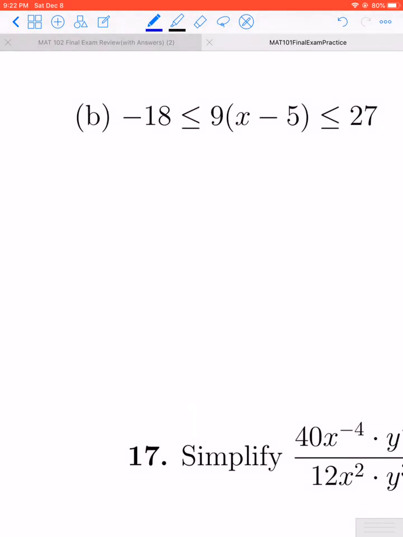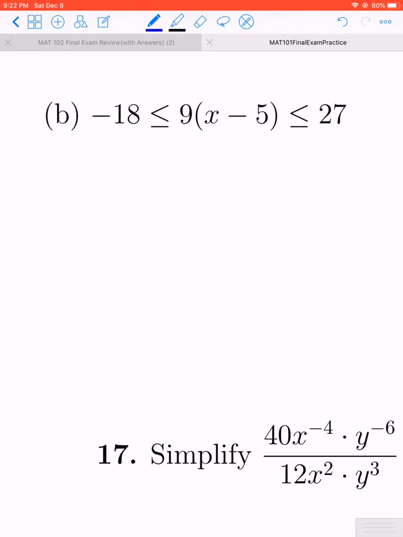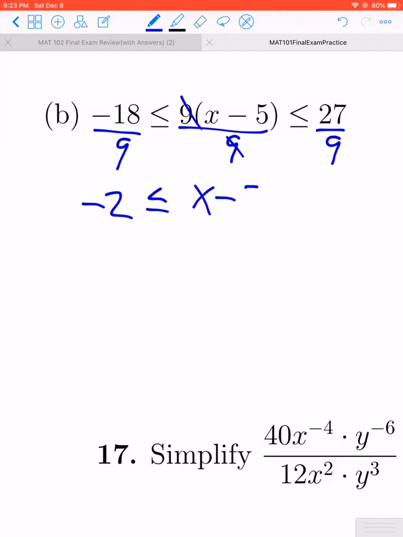Let's take a look at part B. We want to try and solve this for the variable x. A couple different ways you could approach this. You could go about distributing the 9 through, or if you notice that the 9 is a multiplication factor, you could actually start by dividing every single piece by 9. We would get negative 2 is less than or equal to, these cancel, x minus 5, which would be less than or equal to positive 3.